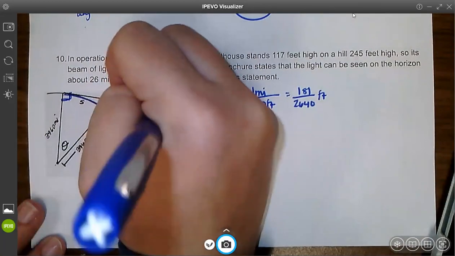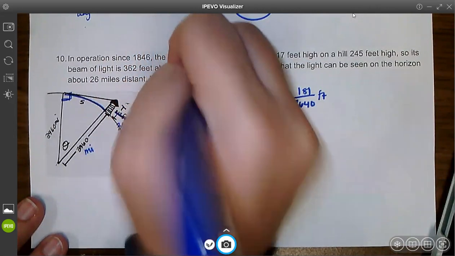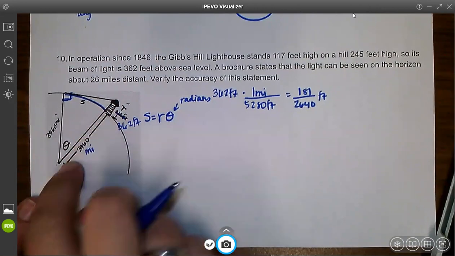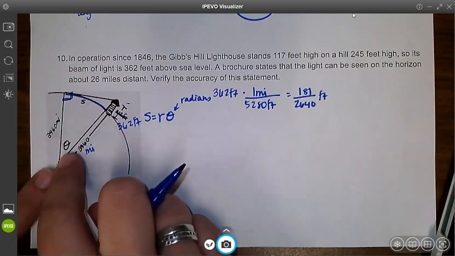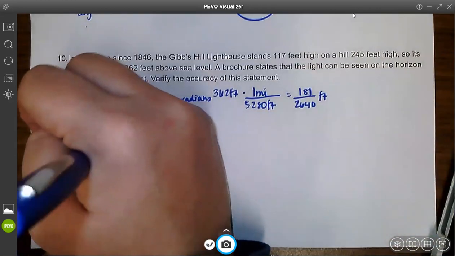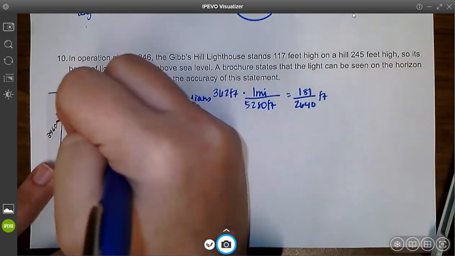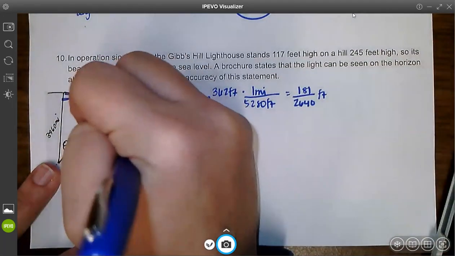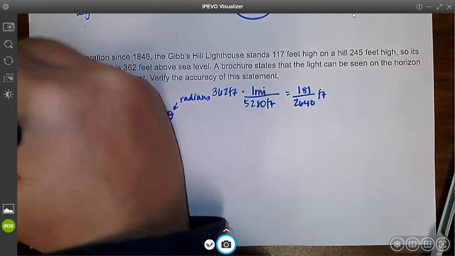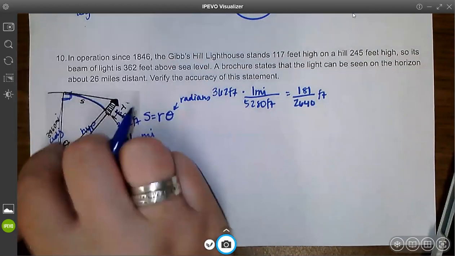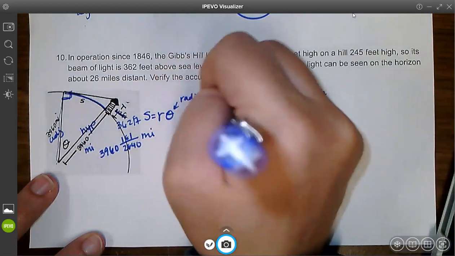Remember we had the formula from a previous unit, S equals R theta, but theta had to be in radians. So we need our angle measure here because we have our radius to find our arc length. So if we have this right triangle set up, we can use this side here. The hypotenuse is going to be the 3960 and 181 over 2640 miles, right? And then our adjacent here is the 3,960 miles. So we'll use our cosine of our angle measure theta.